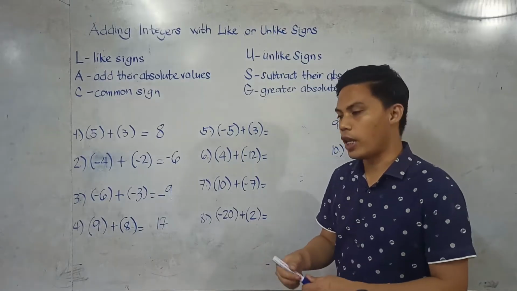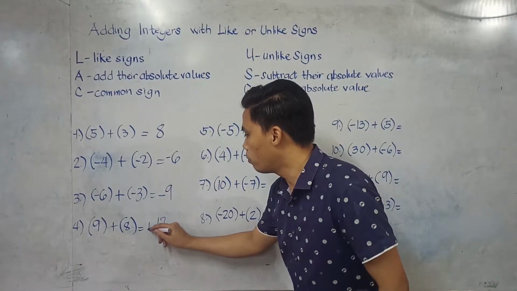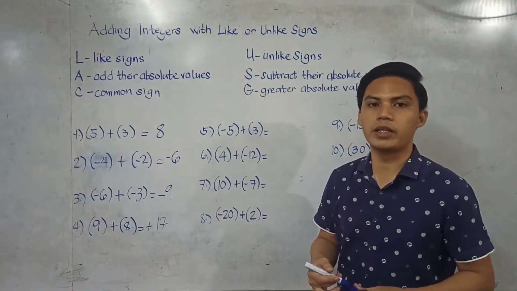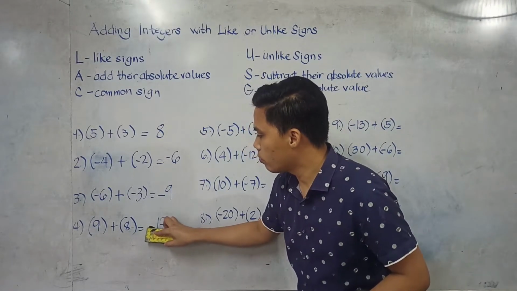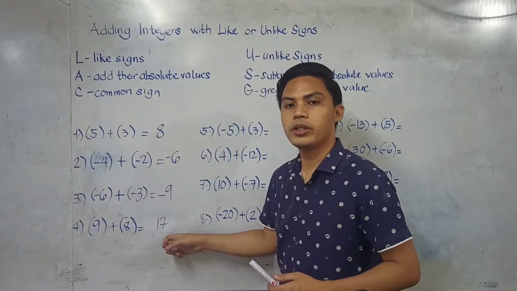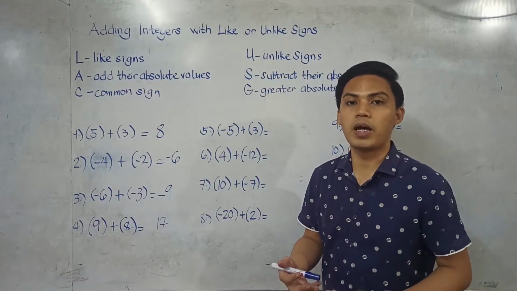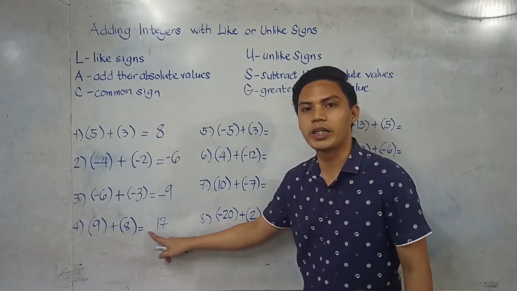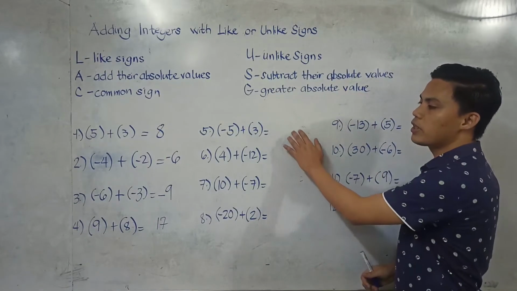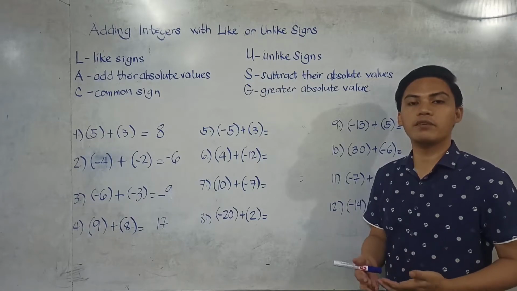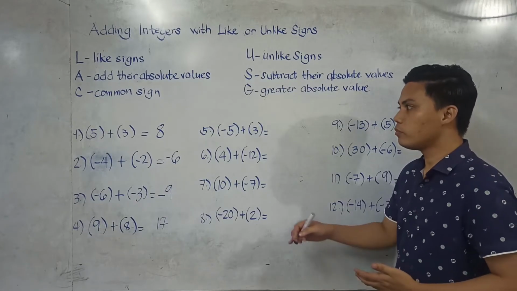Now, ang tanong, sir, kailangan pa bang ilagay yung plus na sign o yung positive na sign? So, automatic pag walang sign sa unahan ng integer, that is already considered as positive. So, pwede na natin hindi siya lagyan ng plus sign. Okay. Let's have example number 5. We have negative 5 plus 3.